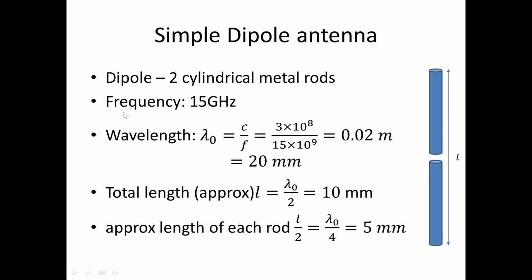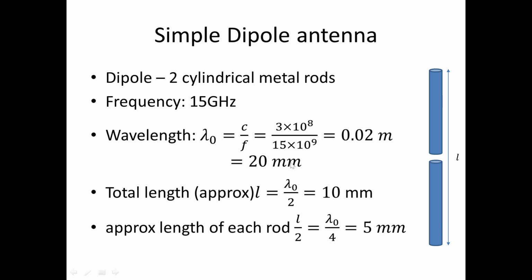So here we are going to take a random frequency at around 15 gigahertz. Whatever is your design frequency, you take that as the f value, and we'll substitute it in the wavelength expression. So wavelength is lambda naught, which is c by f. c is 3 times 10 to the power 8. Upon the frequency, for 15 gigahertz, we are getting it as around 20 millimeters.